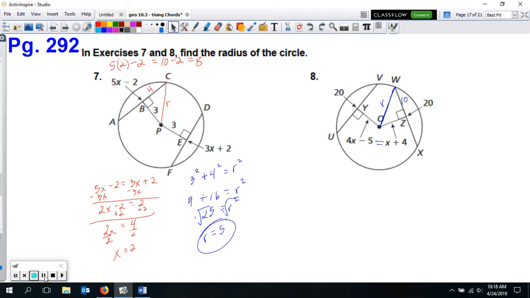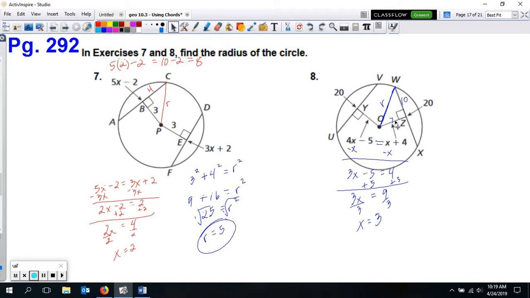So if these are equal to each other, then I'm going to subtract my x. Just go ahead and solve this. Subtract x, it's going to give us 3x minus 5 equals 4. And add 5 to both sides. 3x is equal to 9. And then, of course, we divide by 3. 9 divided by 3 gives us x equals 3. So now if x is 3, we can plug that back into our x plus 4 here. So 3 plus 4 would give us 7 for this side.